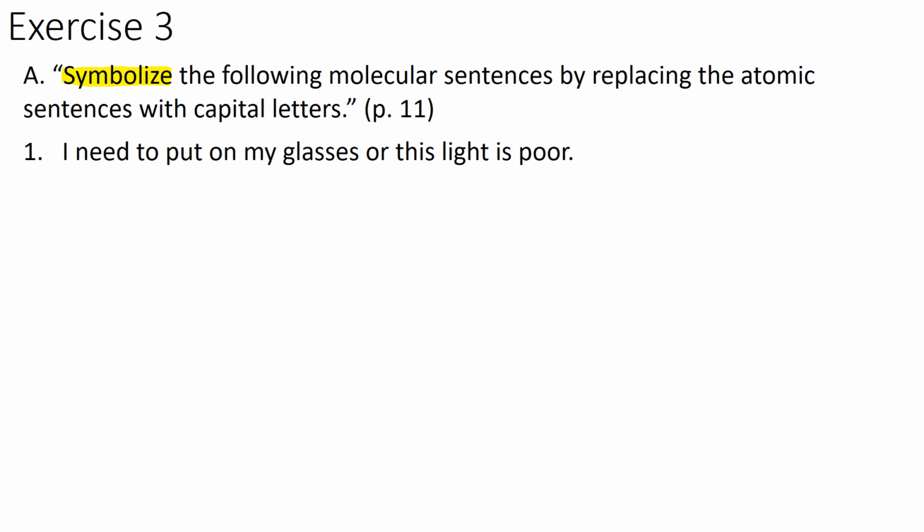Sentence 1 tells us, I need to put on my glasses, or this light is poor. By the way, is this declaring something to be the case? The answer is it is. In principle, it could be true or false, so we're good to go. And it is a molecular sentence. We have the or sentential connective, so it's a disjunction, and it's composed of two individual atomic sentences, namely, I need to put on my glasses, which we will give a G, capital G, and then we have the other individual atomic sentence, the light is poor, which we will give an L. It is a disjunction, so we need a descending wedge, G or L.